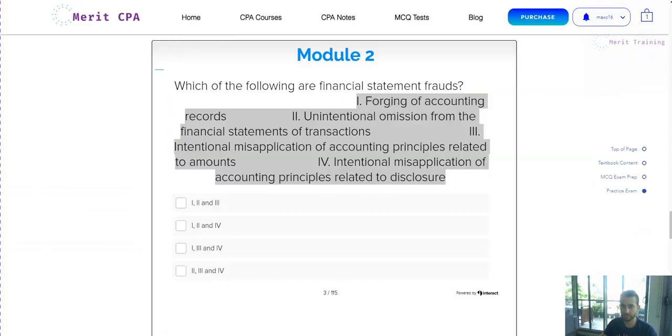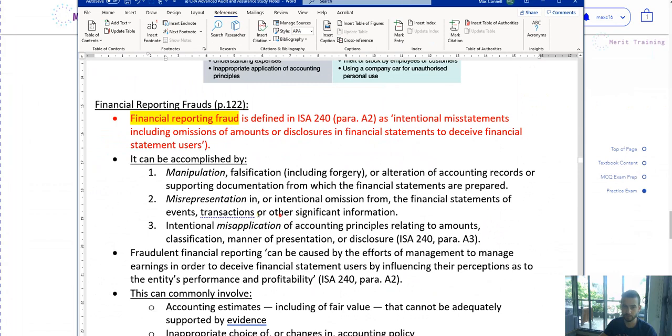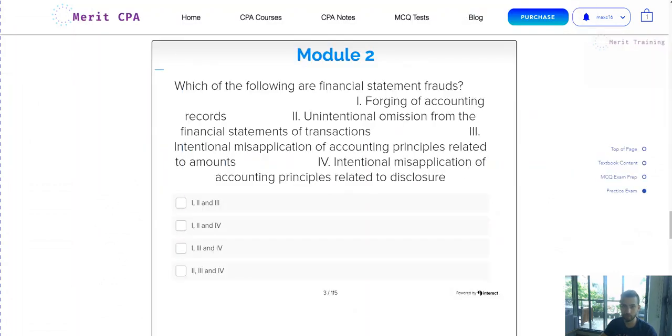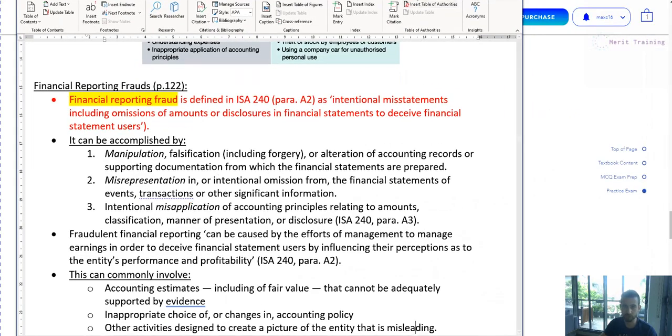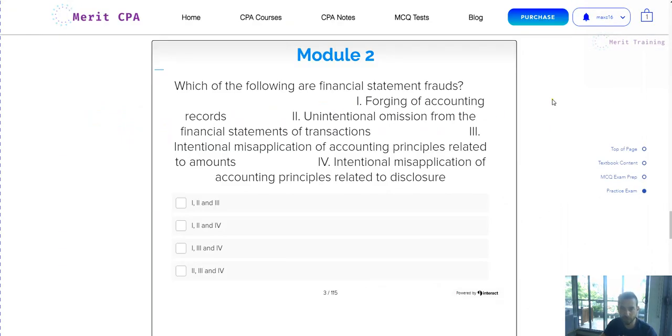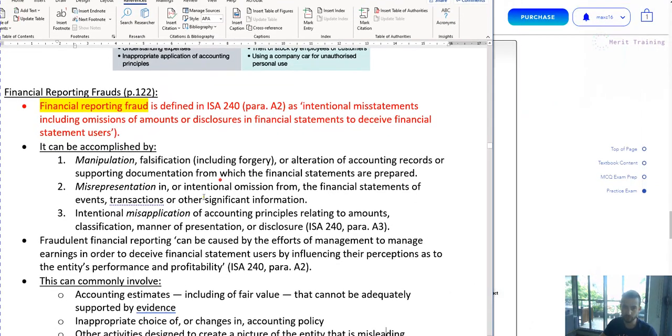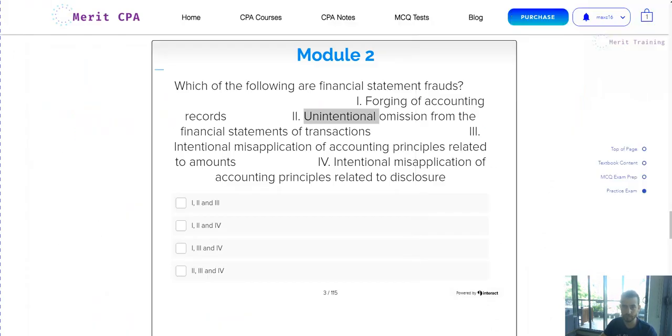Okay, cool. So let's have a look at this. So first one, forging of accounting records. So that would be accomplished by manipulation, which was specifically mentioned to include forgery. So that one would be an example of fraud. Number two is unintentional omission from financial statements of transactions. So that would be misrepresentation, which would include omission of... unintentional omission. So I thought they said intentional, because intentional is a very important indicator of misrepresentation. If it is an accident, it doesn't count as fraud.